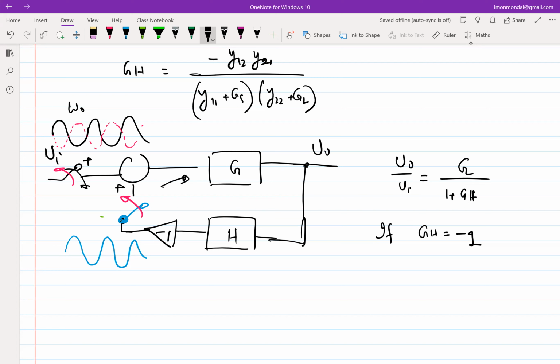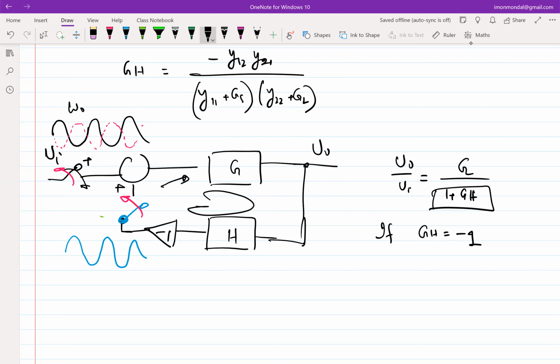So now your loop becomes self-sustaining. Right? Your loop becomes self-sustaining. You need not have the input at all. So this is a classic case of an oscillator. Right? In an oscillator, you don't have an explicit input. It gives you some output continuously. Right? So this is the scenario because you have hit this condition of 1 plus GH is equal to 0.